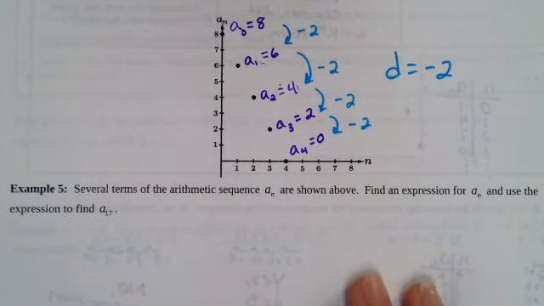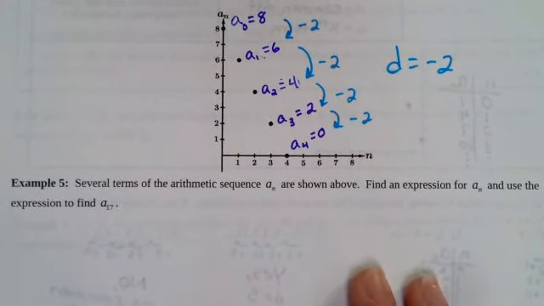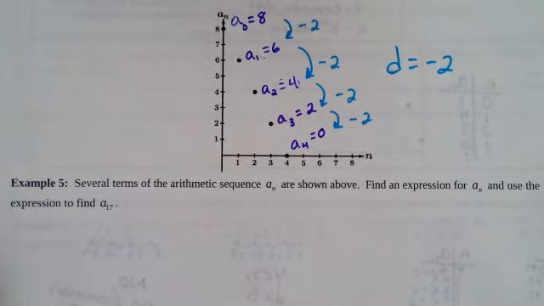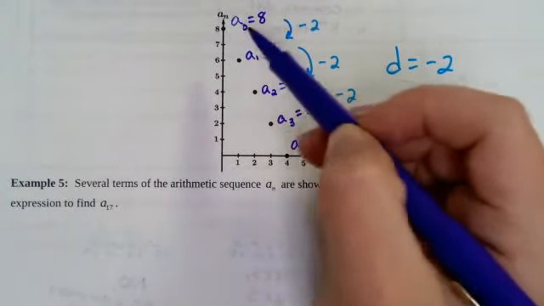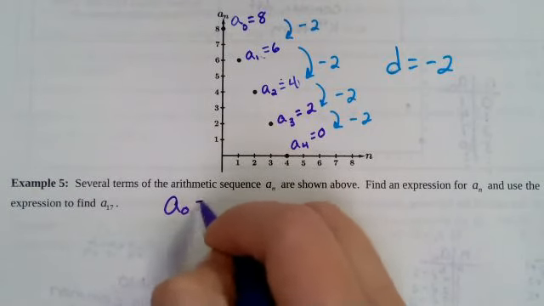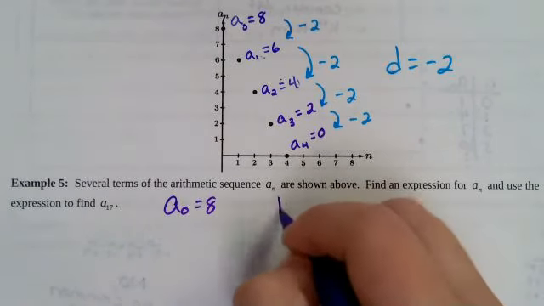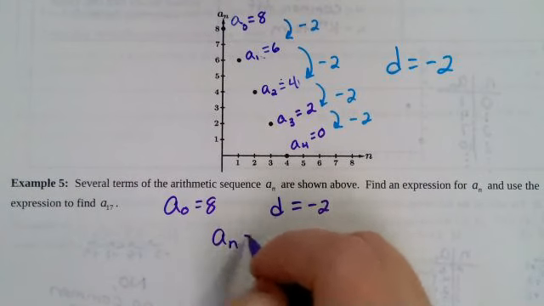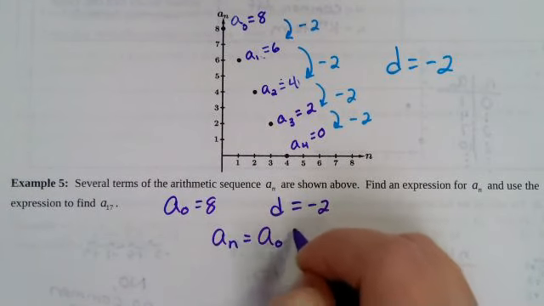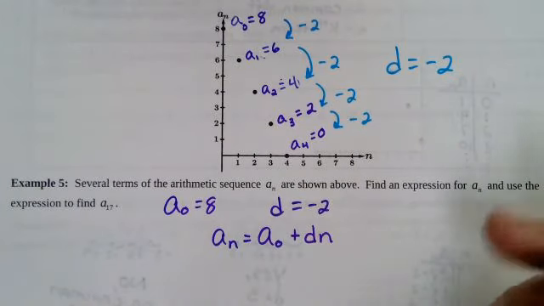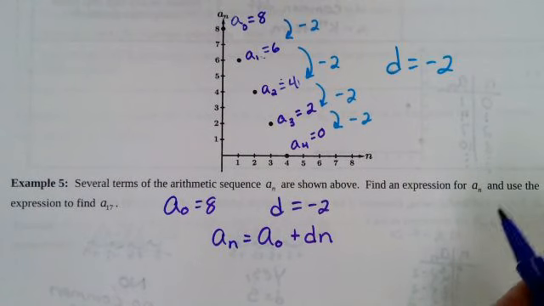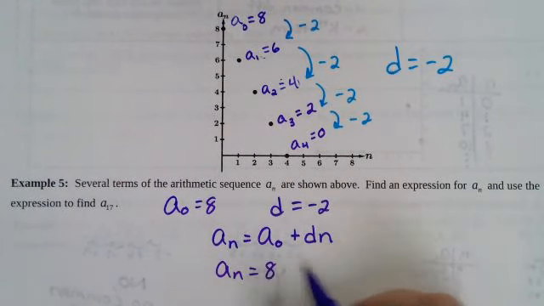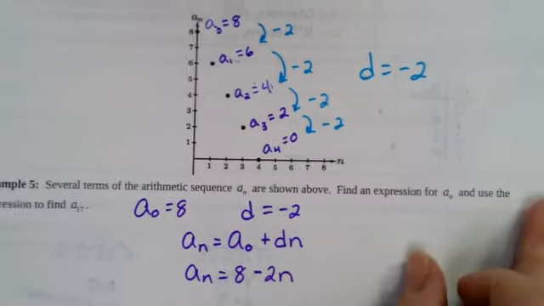For the problem, it says several terms of the arithmetic sequence are shown. Find an expression for a sub n and use the expression to find a sub 17. So a nice feature here is the fact that my a sub 0 is 8. They've given me that initial term, so I'm going to make note of that. This was the initial value, and we know that our d term was a -2. And if you know those values, guys, we have that expression for a sub n that uses the initial value as well as your common difference. And we just plug the numbers in, right? A sub n equals my initial value. Now my d is negative, so I'm going to say minus 2n, and there's a nice little equation.